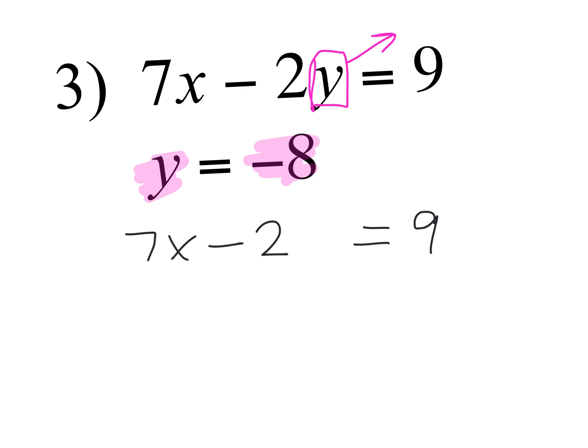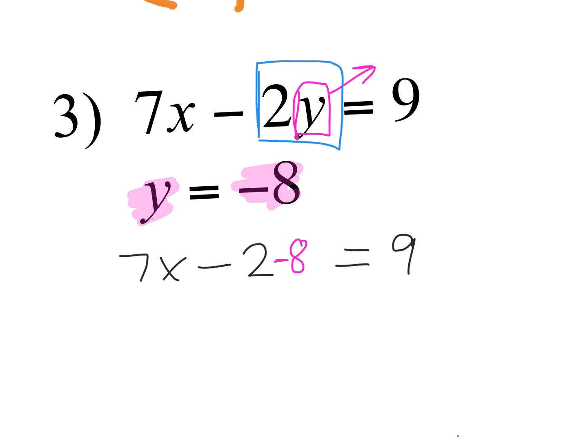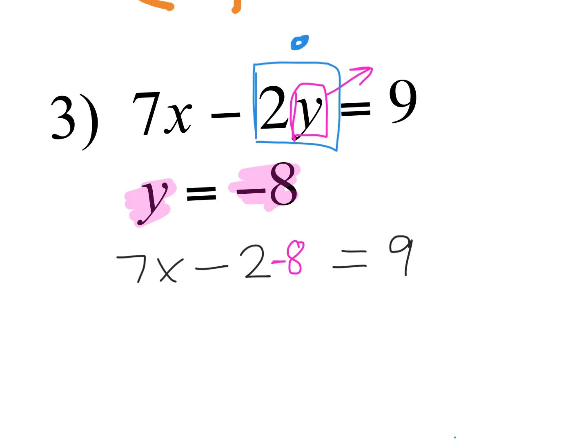Now here's where we need to be careful. Remember that this 2 sitting next to the negative 8, whenever you have things sitting next to each other, that means multiplication, because you're doing 2 times y. So that means that I need to do 2 times negative 8. And so 2 times negative 8 is negative 16. So I'm going to bring everything else down.